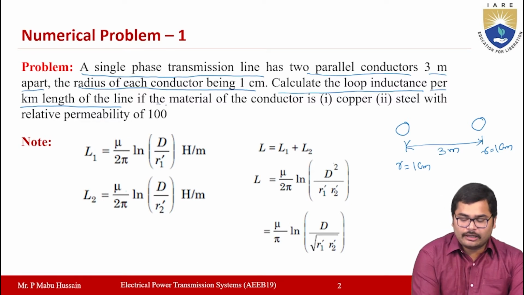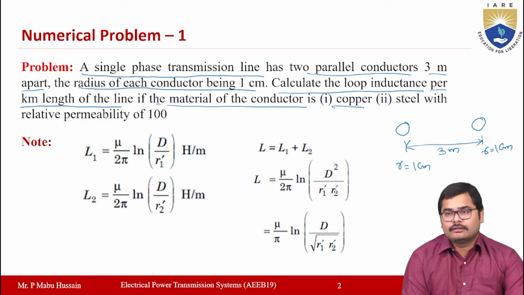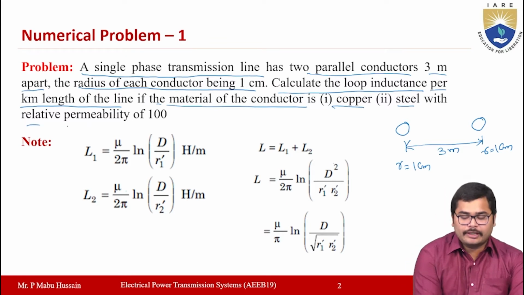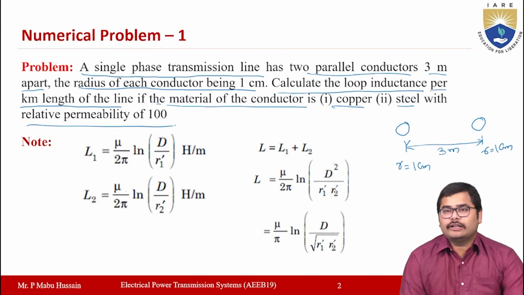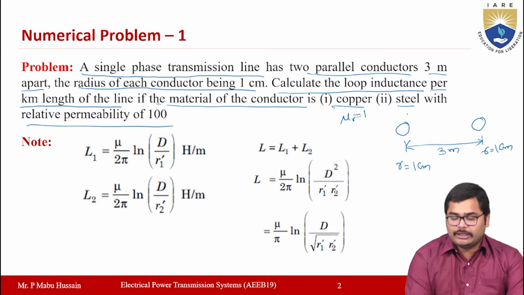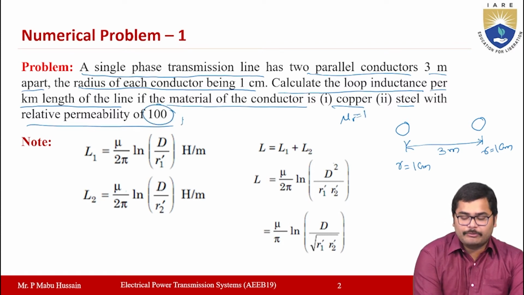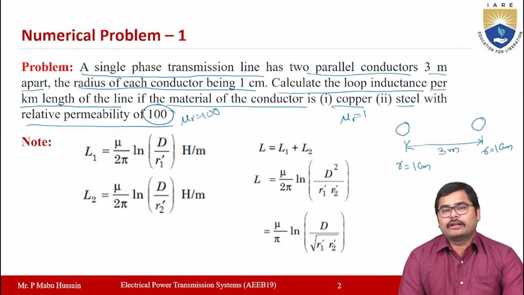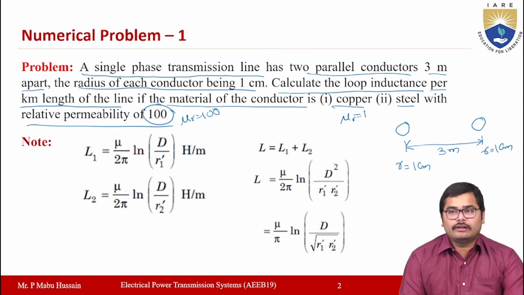If the material of the conductor is copper, and the second time it is steel with a permeability of 100. As you know, the relative permeability of copper is equal to 1, and steel permeability is given here, which is 100. Mu r is 100. So now you have to calculate the inductance for this transmission line in both cases. If the conductor is copper, what will be the total inductance? If the conductor is steel, what will be the total inductance?